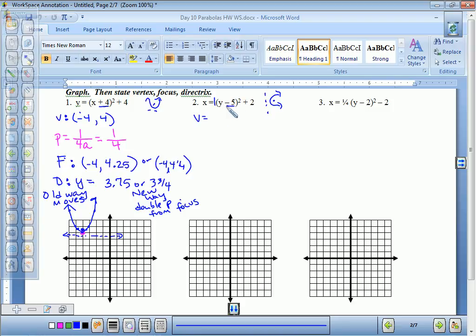All right, so this is x equals. So the opposite of this is the y at the vertex. What's added to the end is the x. That is correct. Okay, so this vertex is at the point 2, 5.